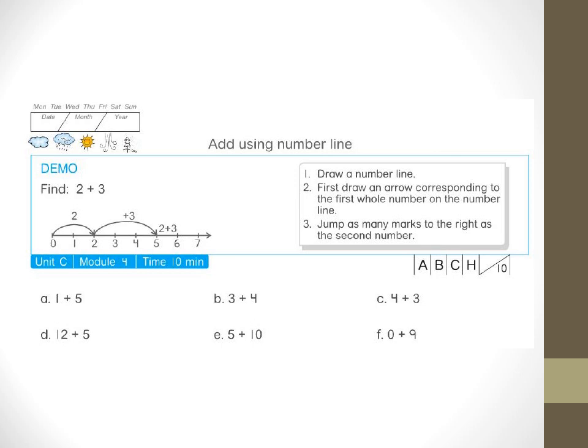So module number 4, look at the demo. We have to add 2 and 3 using a number line. So first of all we draw a number line and from 0 we go to 2. Then we add 3 to it, and ultimately we reach 5.